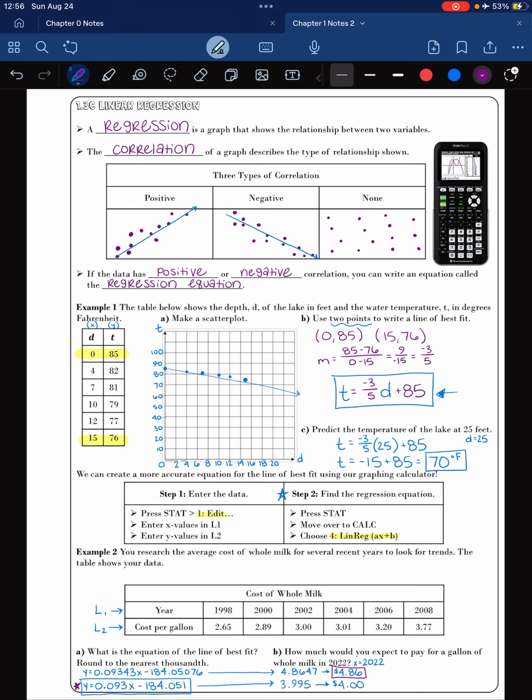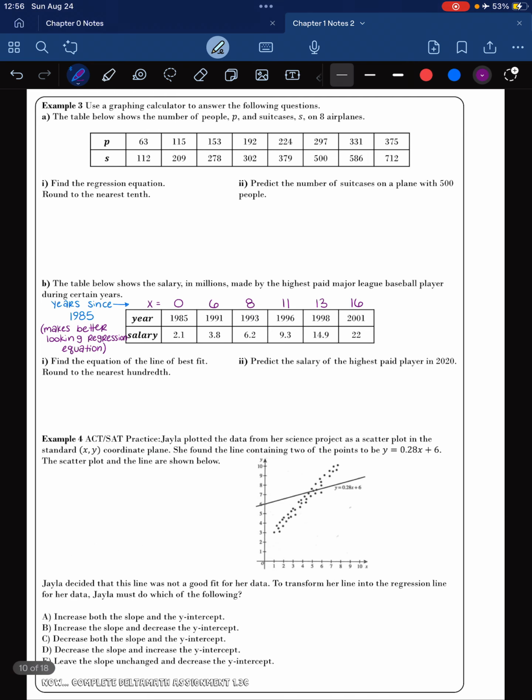Okay, so let's practice some more with our graphing calculator. Practice entering data and coming up with that regression equation.